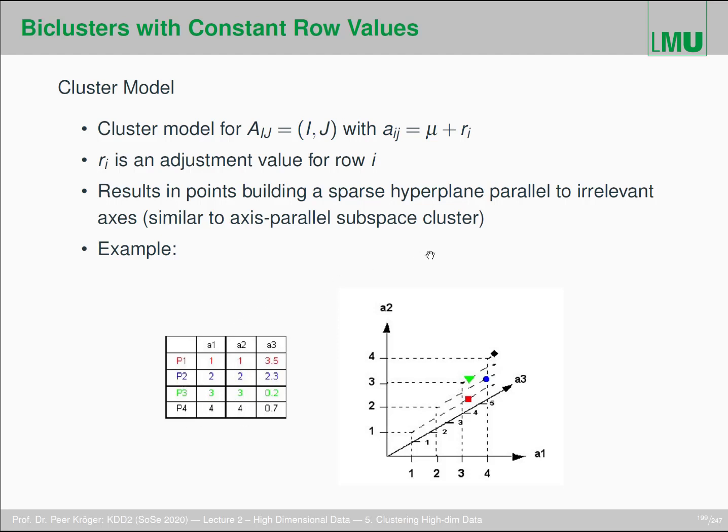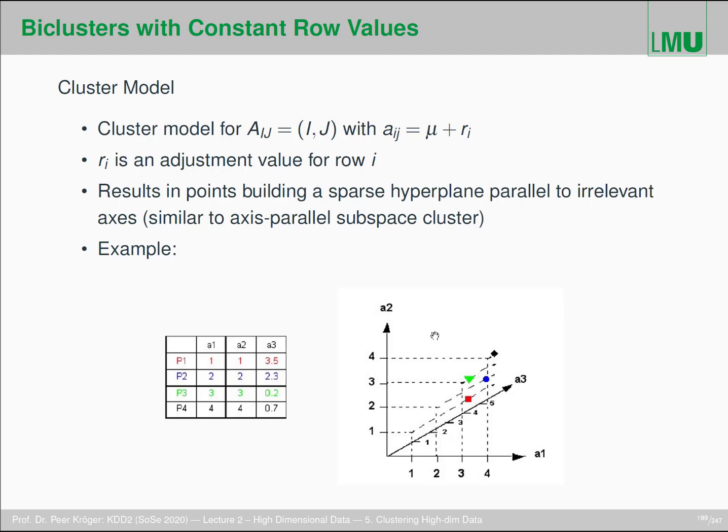And the result is that points are building a sparse hyperplane parallel to the irrelevant axis, which is similar to axis parallel subspace clustering. Here is an example, and if you imagine that, they are somehow in here and along this. They are on a plane which is parallel to A3 in that case. They are on a plane which goes through the data space like this one, parallel to A3 actually.